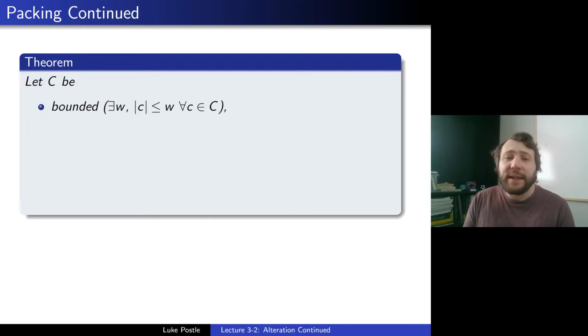So we'll let C be bounded. So we already mentioned that with the packing constant. We don't want infinite ones. So bounded just formally would mean that there is a W such that the absolute value of c is at most W for every c in C. So that the whole set doesn't go off to infinity in any direction. All right, so that's bounded.